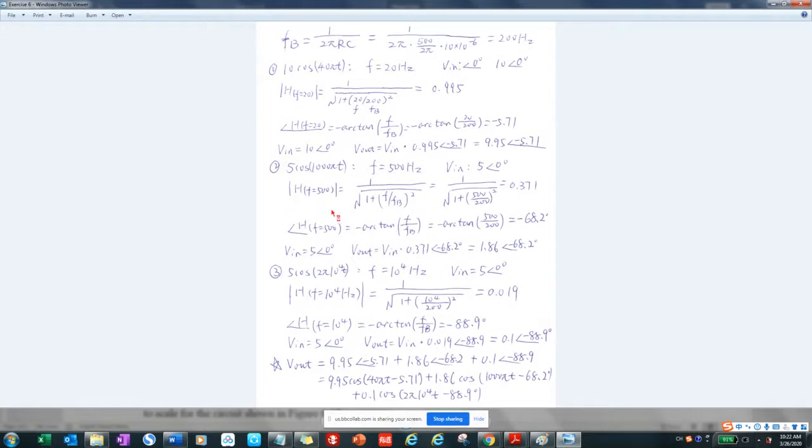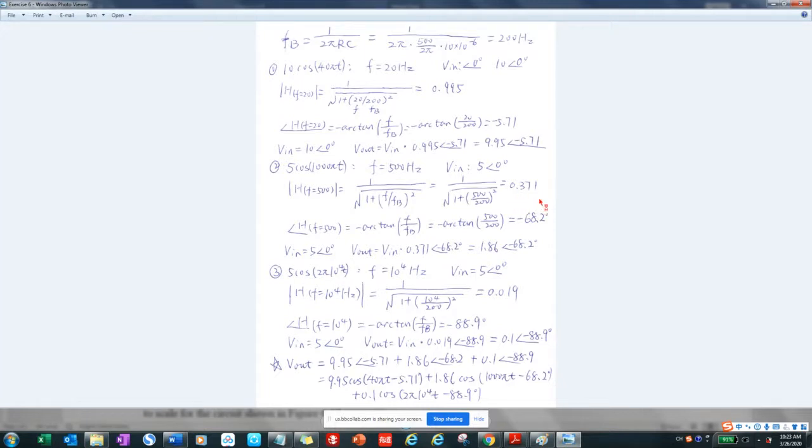We calculate the magnitude for the transfer function at frequency equal to 500, equal to 1 over square root of 1 plus f over fb squared. We put in the values. F, the frequency now, is 500 Hz. So we put 500 for F. And the break frequency is 200. Note that this won't change. And we calculate the magnitude is 0.371.